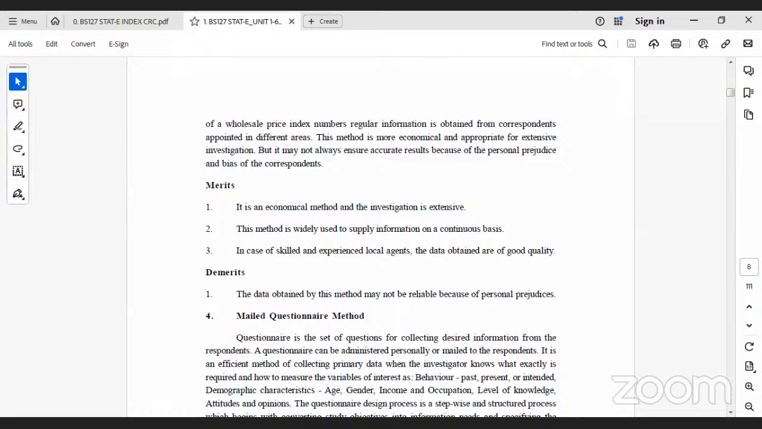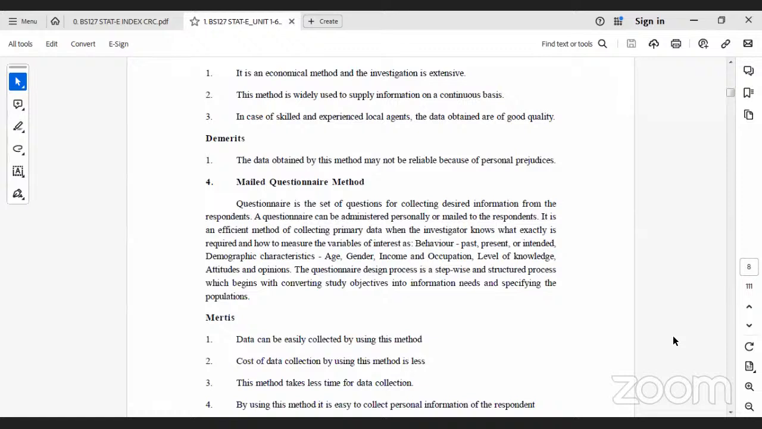In case of skilled, experienced local agents, the data is of good quality. Demerit: the data obtained by this method may not be reliable because of personal prejudice.